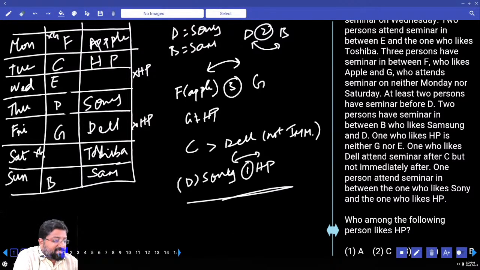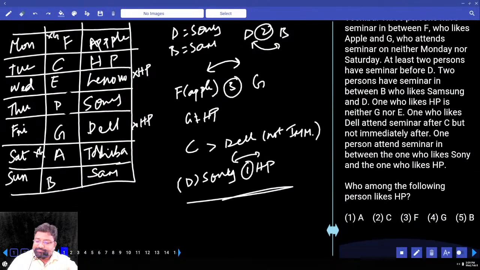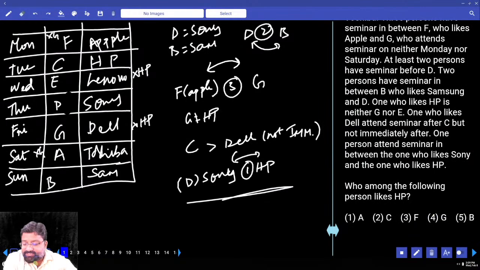Samsung. And there is one company that is left out. What is it? Lenovo. A, B, C, D, A is missing. So this is A. Done? Yes. Simple.